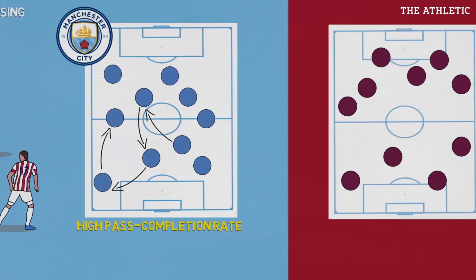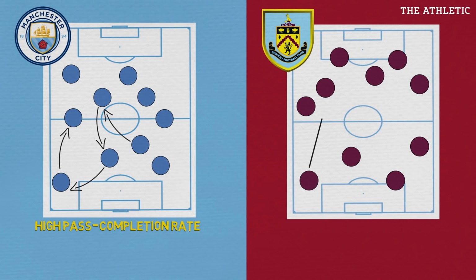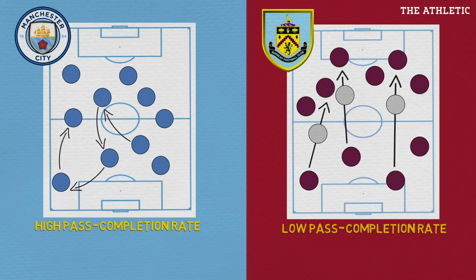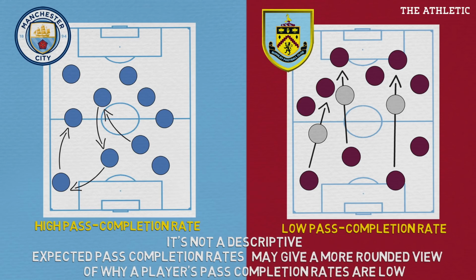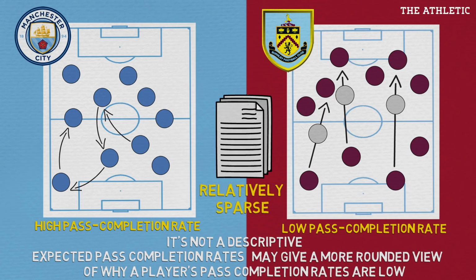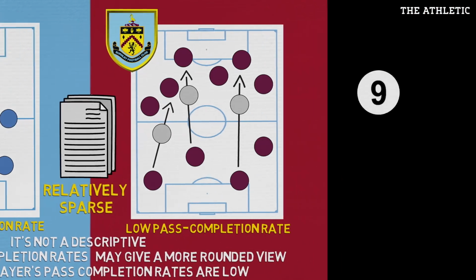Others, like Burnley, look to hit to the channels and use longer passes instead of shorter ones, passes that are, on average, less likely to be completed. It's not very descriptive, and while expected pass completion rates may give a more rounded view of why a player's pass completion rates are low, that data is relatively sparse in the public domain.